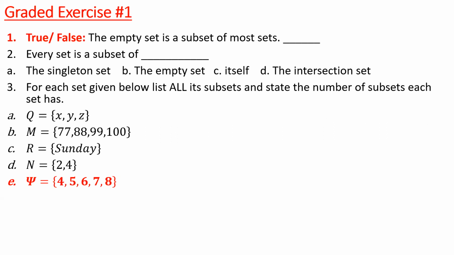Number 3, for each set given below, list all its subsets and state the number of subsets each set has. Q is a set containing X, Y, and Z. M is the set containing 77, 88, 99, 100. R is the set containing Sunday. N is the set containing 2 and 4. And the final set is a set containing 4, 5, 6, 7, and 8. So do your best to answer these questions.